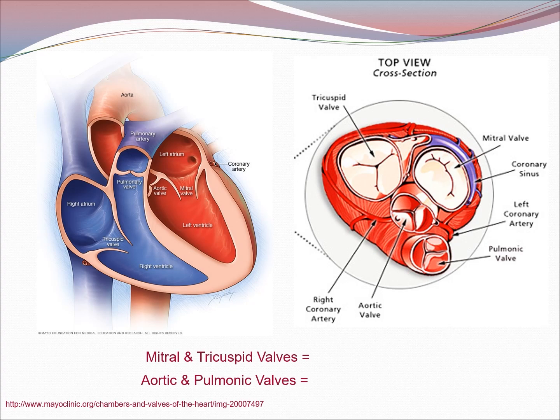The top view is a cross section of the heart with the pulmonic valve, the aortic valve with both the right coronary and the left coronary circulation, the mitral valve and the tricuspid valve. And notice that the mitral valve is considered a bicuspid valve with two leaflets. The mitral and the tricuspid valves are known as the AV valves, or the atrioventricular valves. The aortic and the pulmonic valves are known as the semilunar valves.